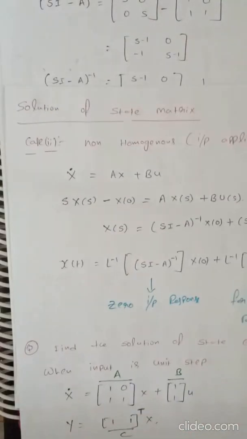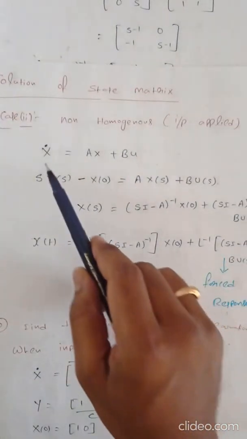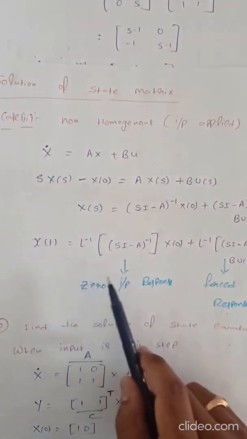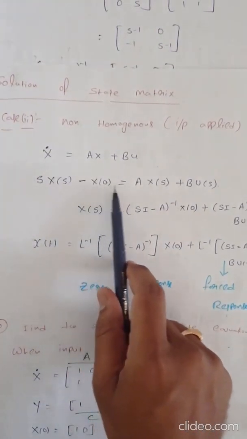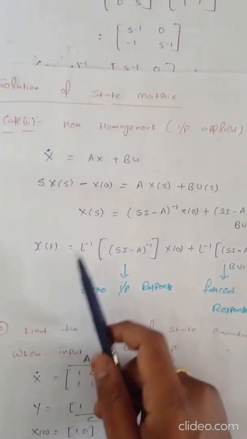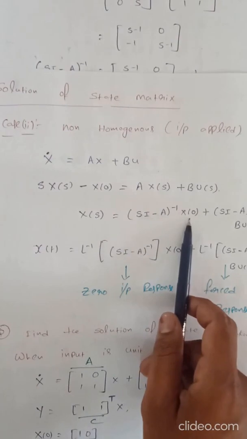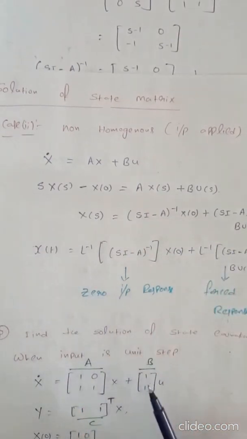Okay, and the next one was the solution for the state matrix for case 2, that is a non-homogeneous medium, the input is applied. In that case, our state transition matrix was completely taken, that is x dot equal to ax plus bu. That is, if you will apply the Laplace transform, s into x of s minus x of 0 equal to a into x of s plus b into u of s. So do the same thing, x of s equal to si minus a whole inverse into x0 plus si minus a whole inverse into b into us.